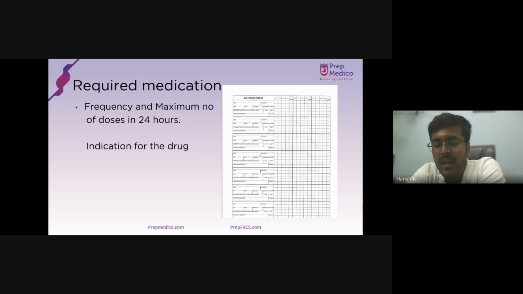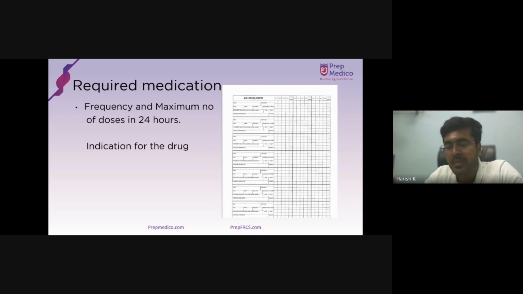And for the frequency, how often do you take it? You can write it down like 4 hourly or 8 hourly or 4 times per day. Then the maximum in 24 hours. You can write it as a dose, like 40 mg in 24 hours, or you can write the number of times you can take it in 24 hours, like 8 times or 4 times in 24 hours.